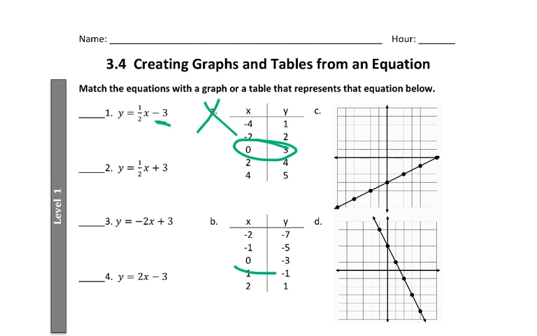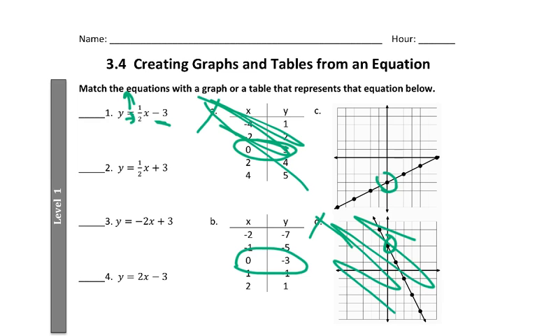For B, we have a y-intercept of -3, so it might be that one. C has a y-intercept of -3, so it could be that. And D has a y-intercept of +3, so we know that it's not going to be that. We have a slope of +1/2, so up 1 and over 2. Let's look at these different slopes. So we know it's not going to be A, and we know it's not going to be D.